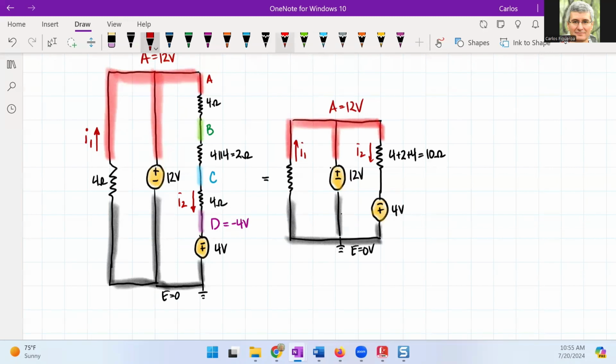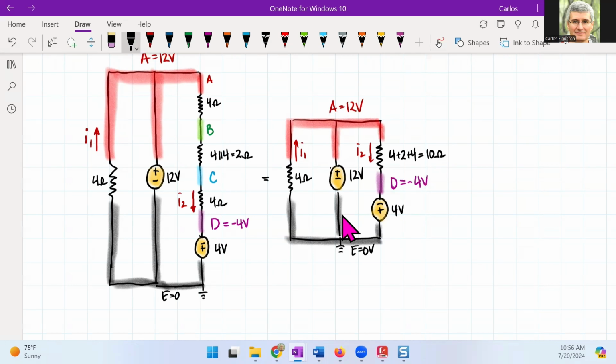And then I have this node right here that we called D. So when I look at D, D is equal to minus 4 volts. And this is a 4 ohm resistor. So we want the current I1 and I2. What's special about this circuit is we know all the node voltages. I know the ground. I know A is 12. I know D is minus 4.